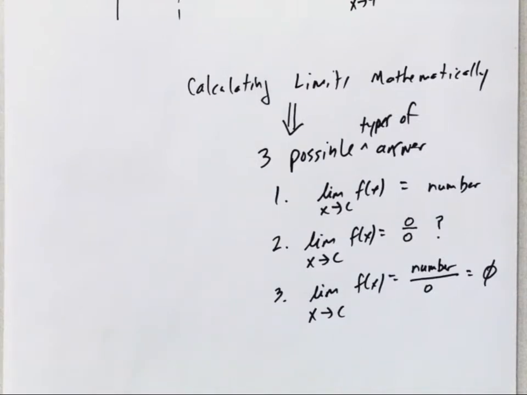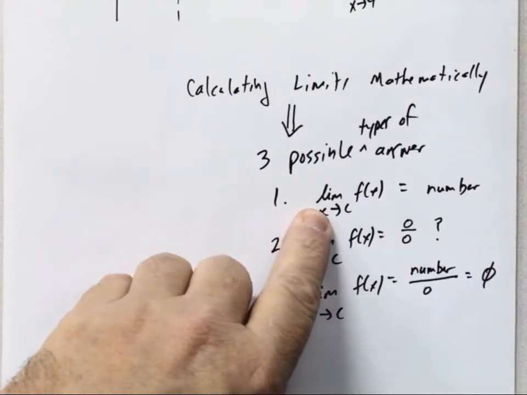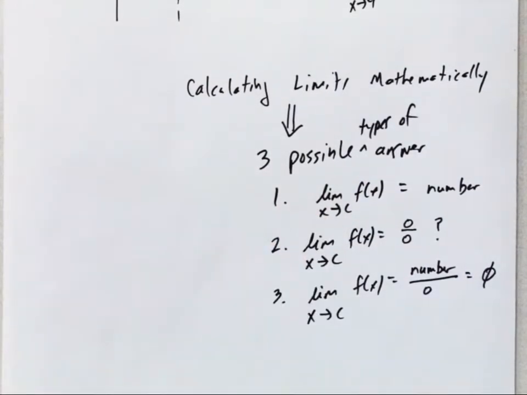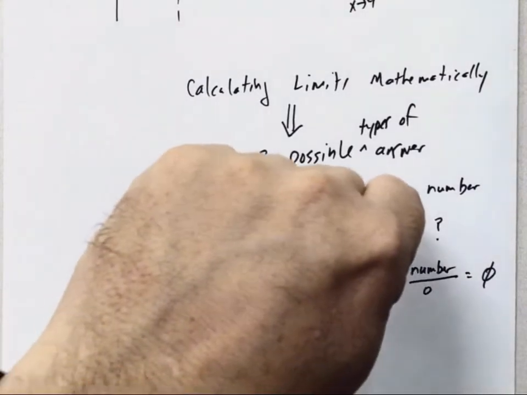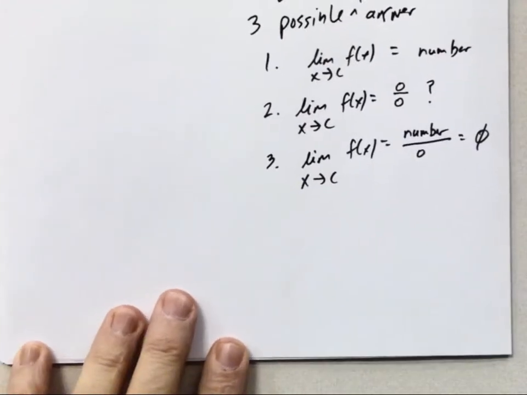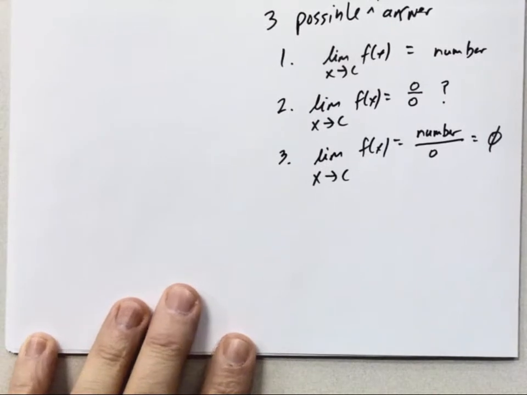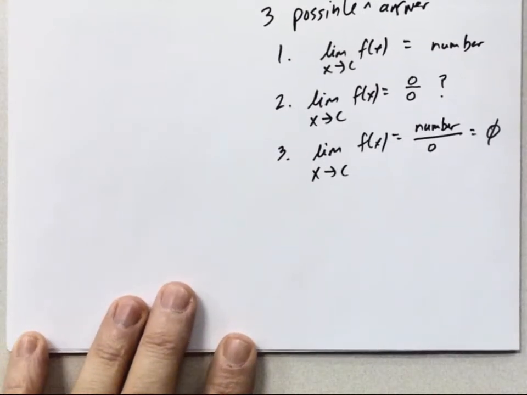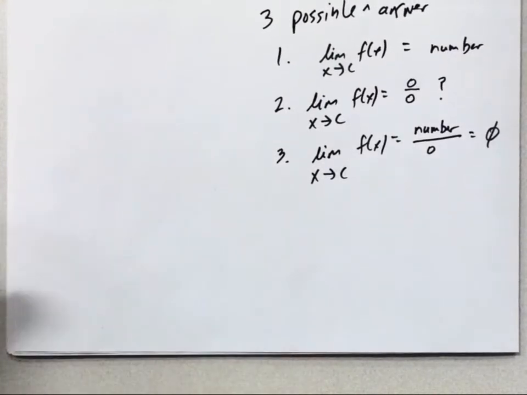So let me talk about, you're given a function, you're asked to find the limit as x approaches a number. How do you actually do that? Because when you do it, then all of a sudden, one of these three things will happen. And the good thing is, it's actually very, very simple to start the process of finding the limit.